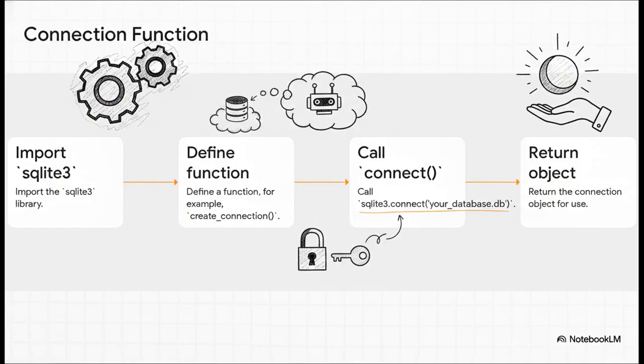And just look at how simple this is. First, you just import sqlite3. That gives you all the tools. Then you define a function, which keeps your code nice and clean. But the real key is this sqlite3.connect call, where you just give your database file a name. And what's so cool is if that file doesn't exist yet, Python just makes it for you, no extra steps. Finally, you return that connection object, and bam, you've got the keys to your database.